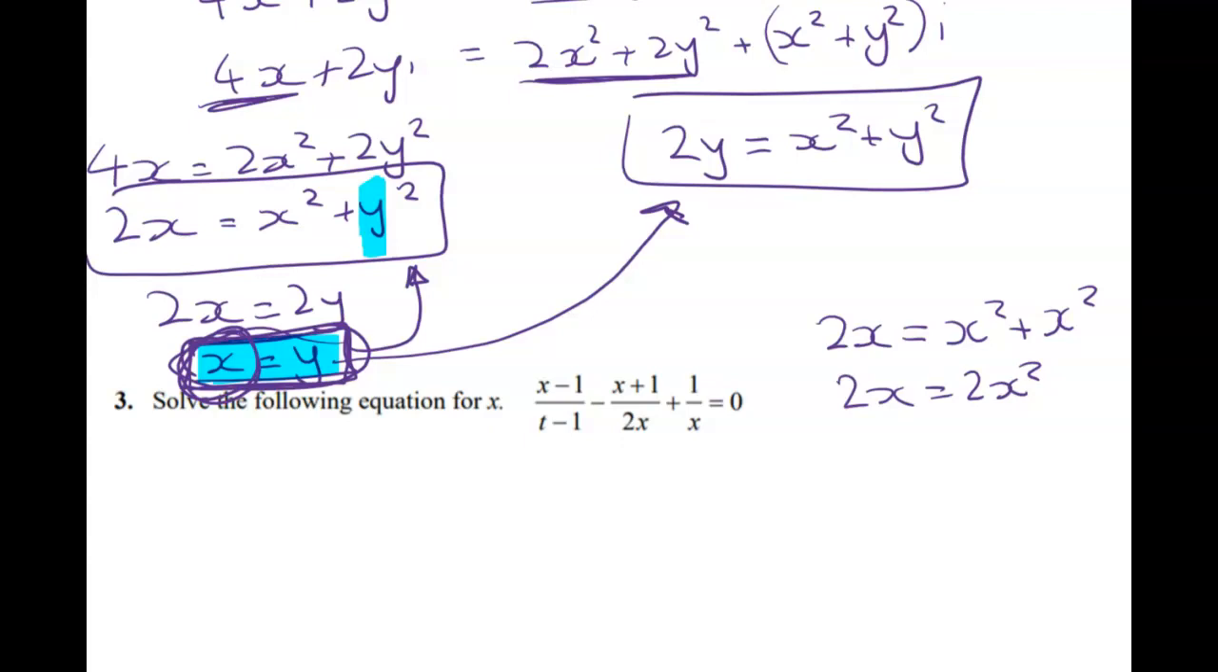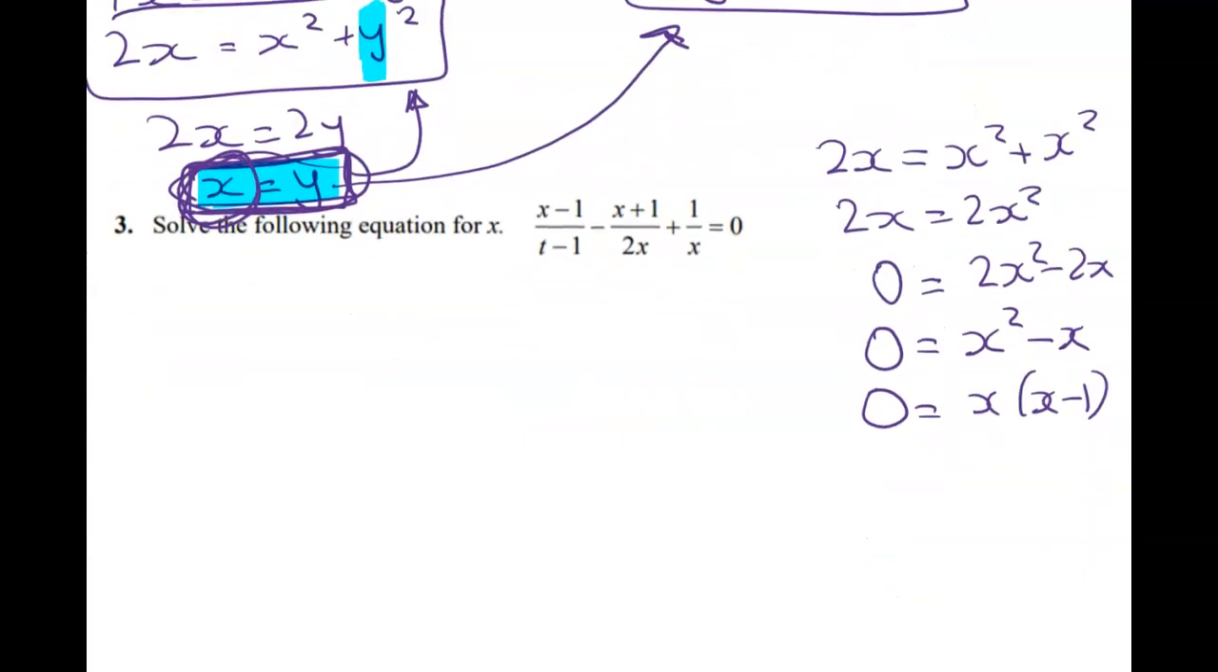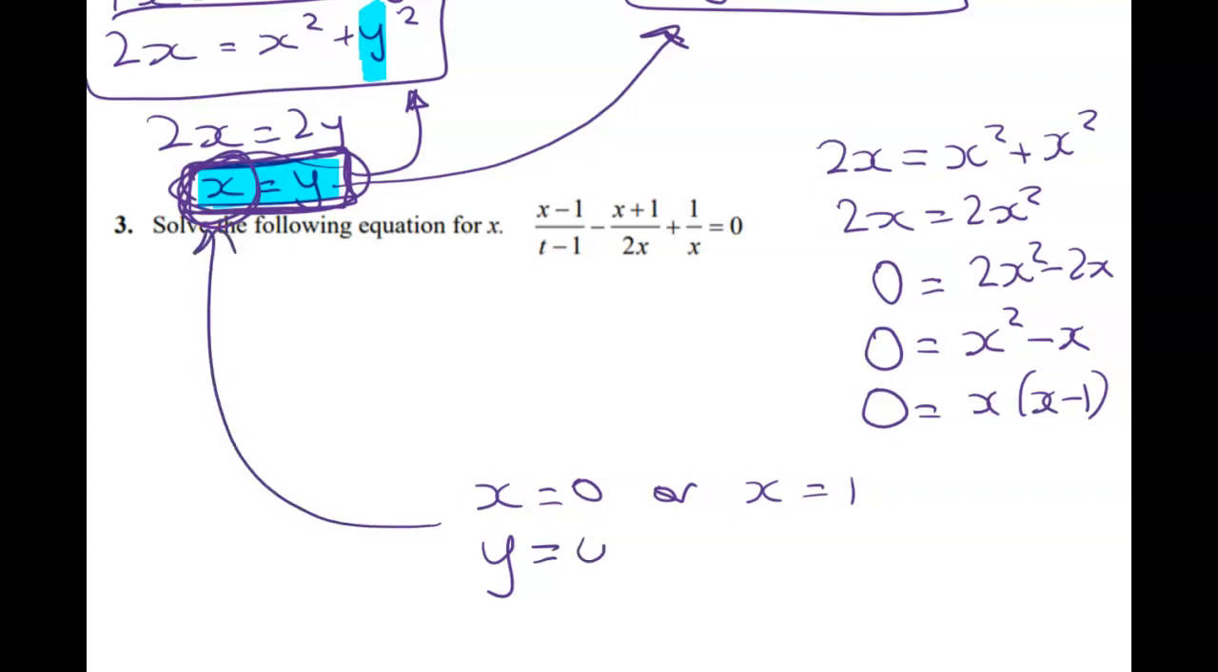Now be careful not to get rid of any solutions. Solving that gives me 0 is equal to 2x squared minus 2x. I can divide through by 2. I get 0 is equal to x squared minus x, which is x times x minus 1. Okay, so that's telling me that x is equal to 0 or x is equal to 1. And we know that y is equal to x from up here. So y is equal to 0 or y is equal to 1.